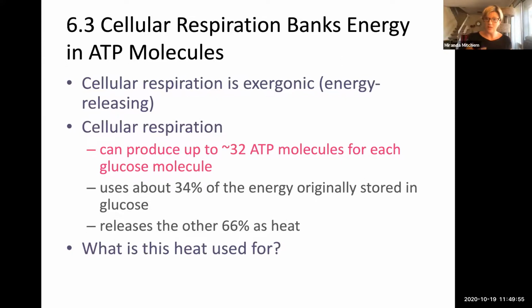And again, we have evolved to use, and other endothermic organisms have evolved to utilize, that heat as part of our core body temperature. So if you think about the level of the organism as opposed to the level of the molecules involved in cellular respiration, we're using it. We're just not using it all for cellular respiration. We're using a good part of it for heat.